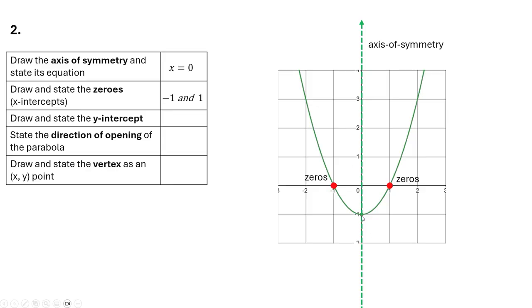The y-intercept is right along the y-axis, so it is 0. The direction of opening of the parabola, it opens up. And the vertex, right here at the pointy end, is 0, -1.